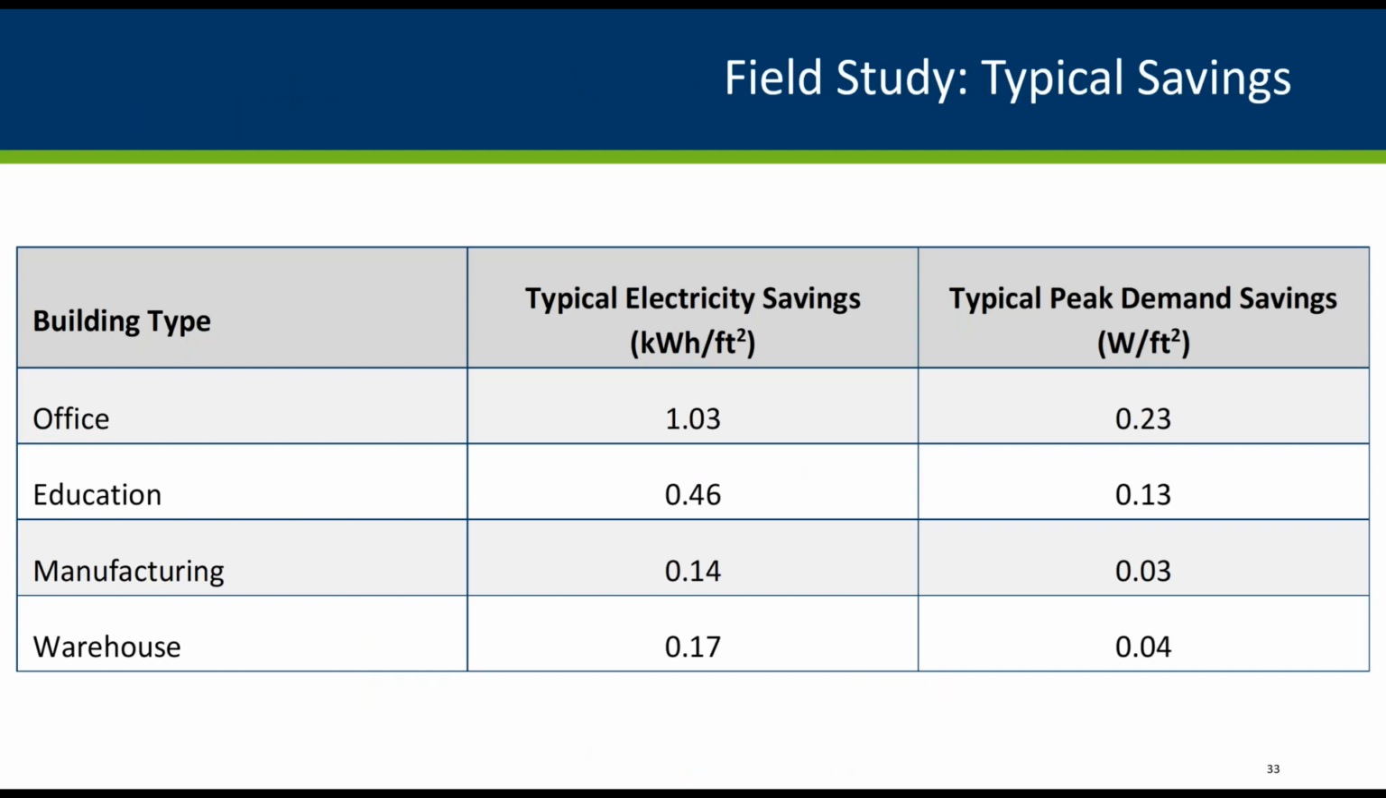To wrap up our discussion of the field study, we are showing that when normalized to a per square foot basis, the technical potential for energy and peak demand savings may be estimated for a given project. The highest opportunities for savings occur in the office and education building types.